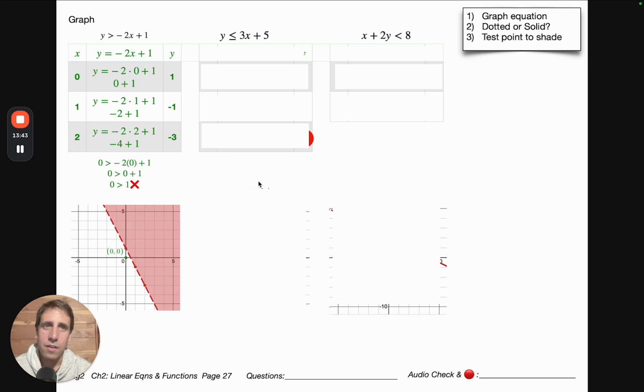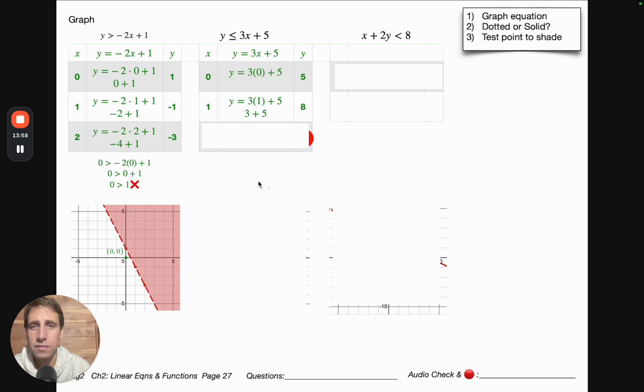Here we go. First step, graph the equation. I need to write the equation because right now it's an inequality. So the equation version of this is just y equals 3x plus 5. We're going to go equation table graph in order to graph it. 0, 1, 2. And for this last row, you're going to 3 times 2, which is 6, and 6 plus 5. I'll let you figure out what's under the red dot.